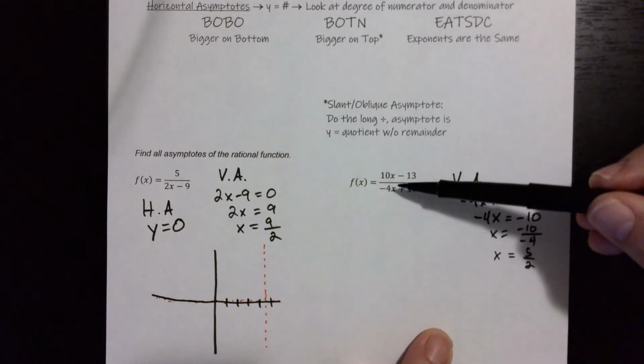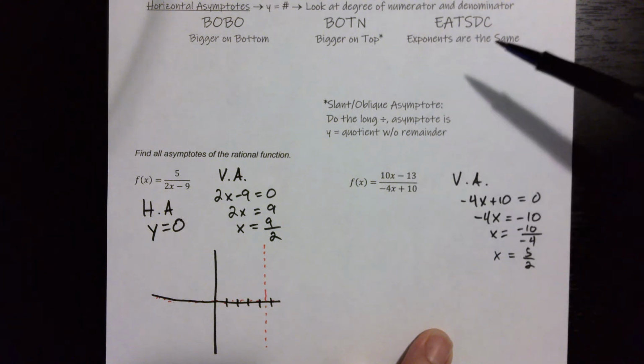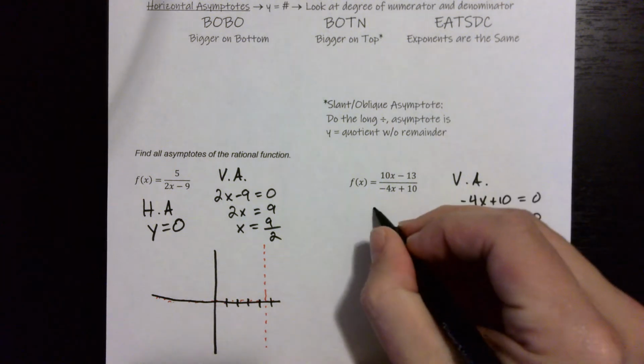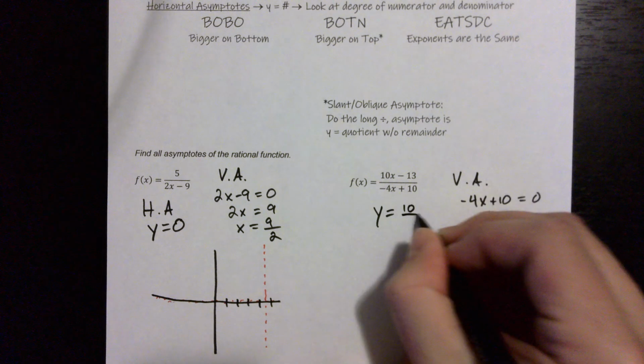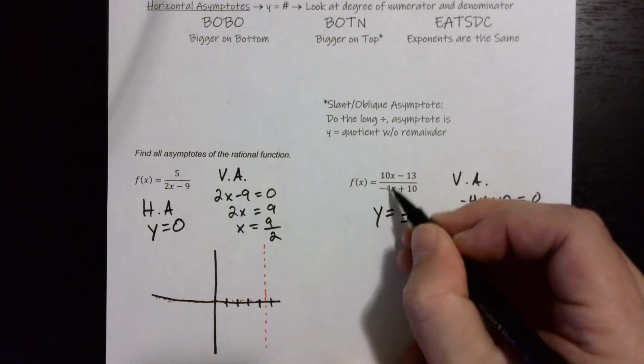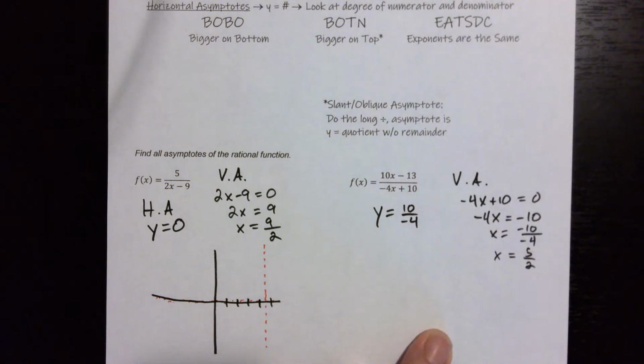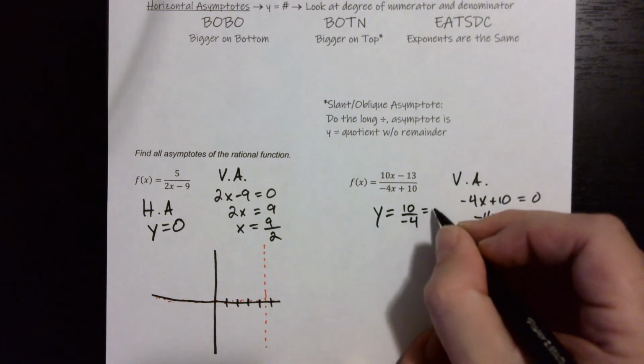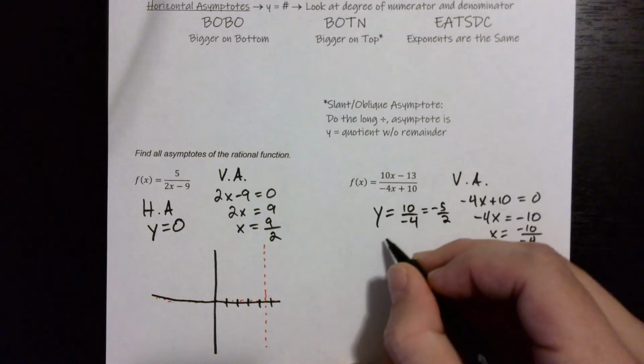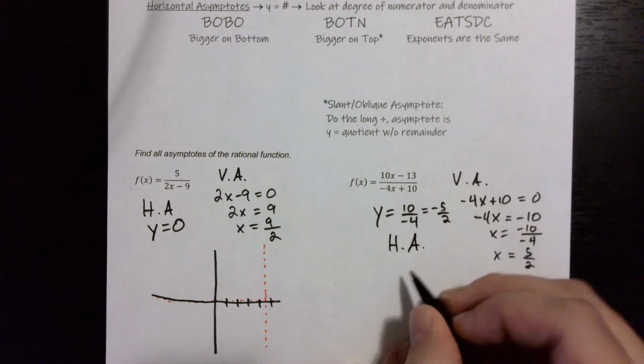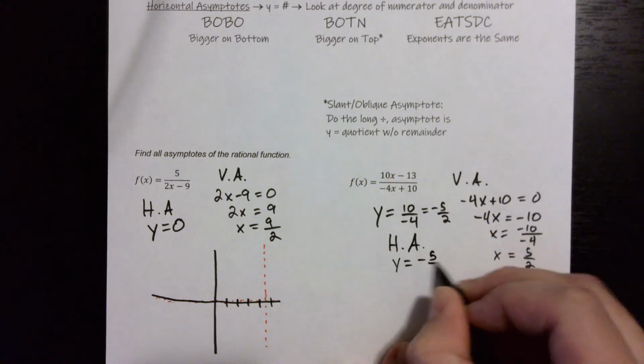As far as your horizontal asymptotes, it looks like the biggest exponent on top is a 1, and the biggest exponent on the bottom is 1. So exponents are the same. We're going to divide the leading coefficients. So I'm going to say y is equal to 10 over negative 4. Those are the leading coefficients out in front of x. Okay, and that's going to reduce to negative 5 over 2. So our HA, horizontal asymptote, is y equals negative 5 over 2.